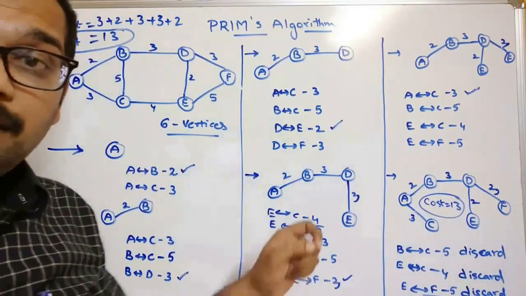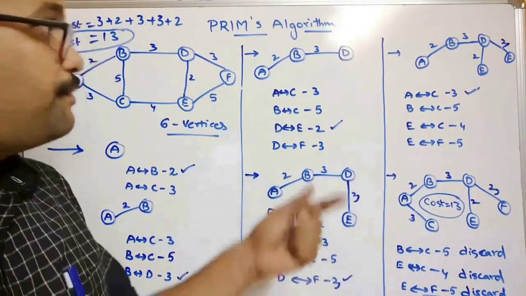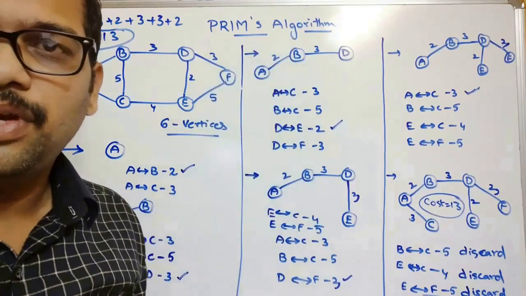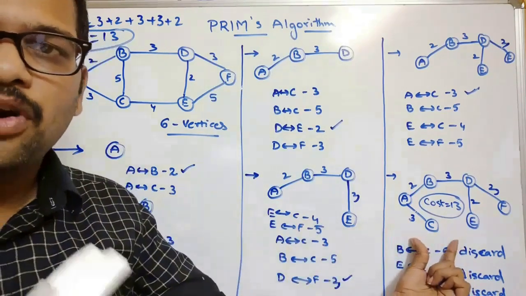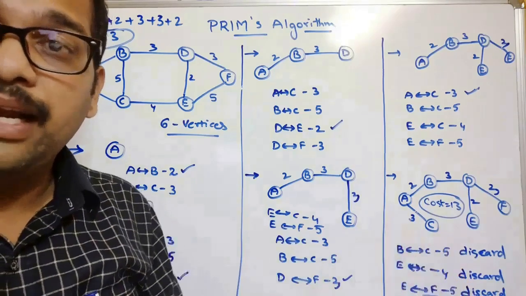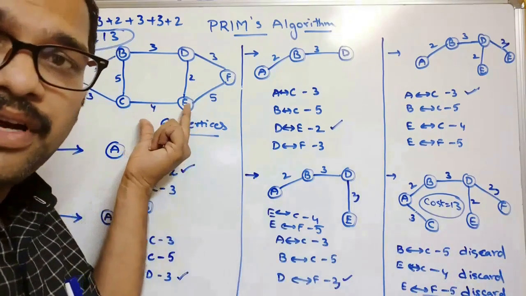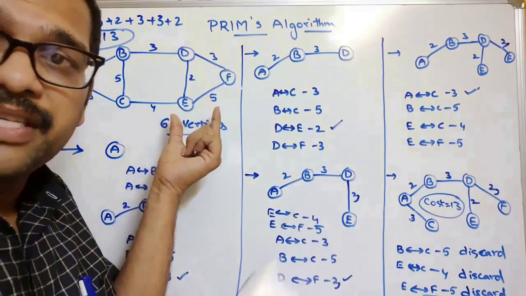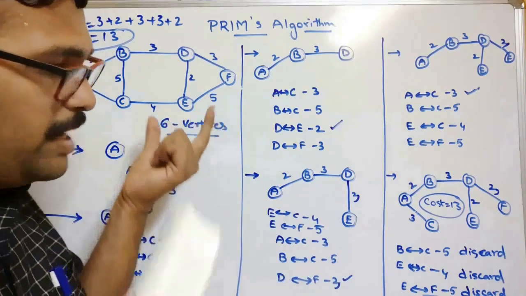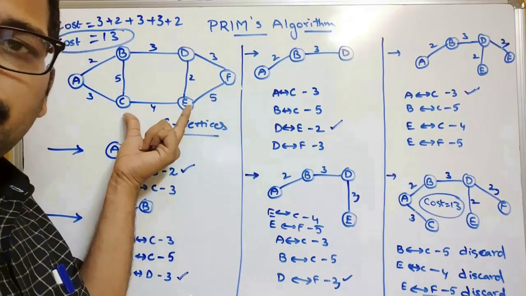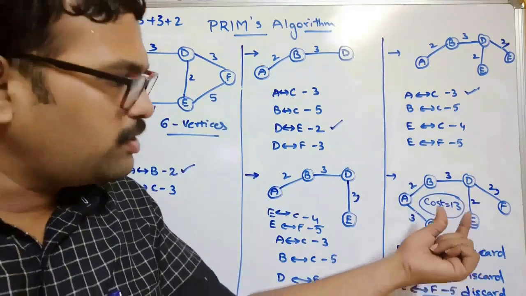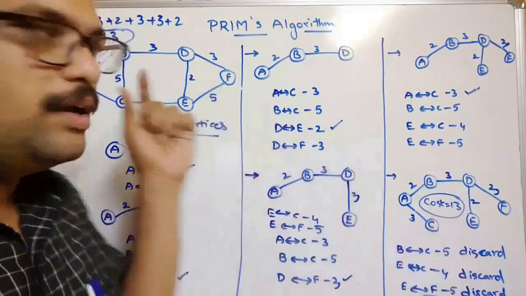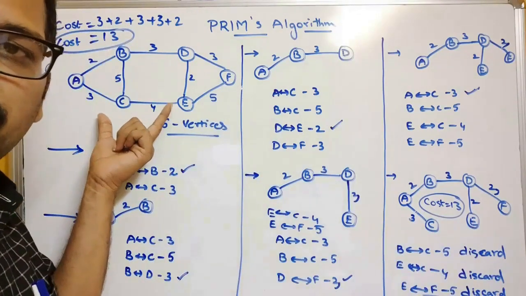So this is the procedure we need to follow for Prim's algorithm. Okay. So consider a graph and finally we are getting the minimum cost spanning tree. We'll get many spanning trees from this graph, as we discussed in the previous session, but we need to find the minimum cost spanning tree. So this is the minimum cost spanning tree obtained from this particular graph.